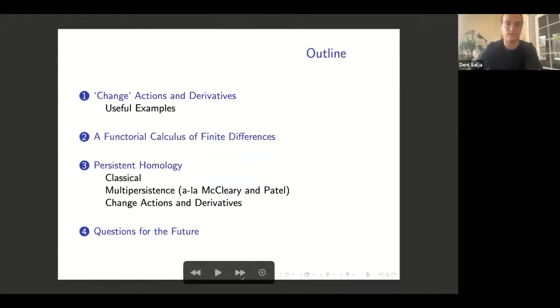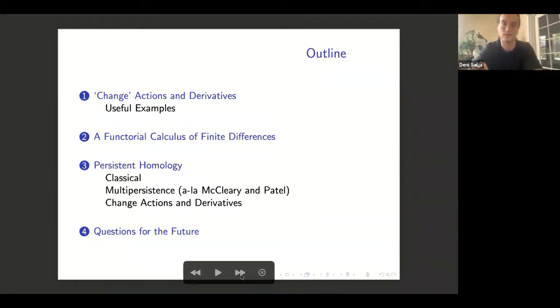Okay, click. So here's the outline. I'm going to tell you a little bit about what change actions are and what derivatives mean with respect to them, and cover a couple of useful examples. I'm going to talk about a functorial calculus of finite differences that we're then going to use when we talk about multi-parameter persistent homology.